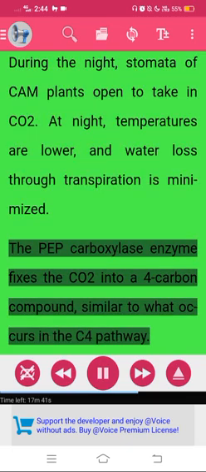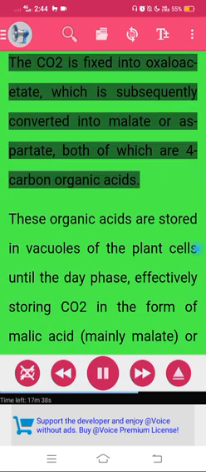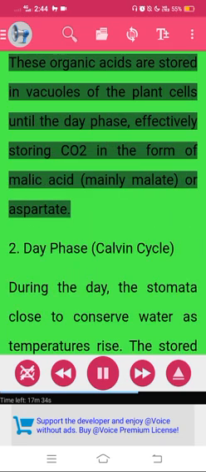The PEP carboxylase enzyme fixes the CO2 into a 4-carbon compound, similar to what occurs in the C4 pathway. The CO2 is fixed into oxaloacetate, which is subsequently converted into malate or aspartate, both of which are 4-carbon organic acids. These organic acids are stored in vacuoles of the plant cells until the day phase, effectively storing CO2 in the form of malic acid, mainly malate or aspartate.